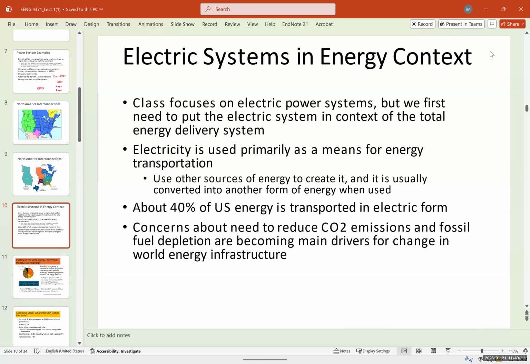About 40% of US energy is transported in electric form, and the rest is oil and gas, mainly because a lot of those industries burn coal or gas or oil, and you have oil and gas and diesel used for transportation as well, which is a big part of the energy consumption of the US.